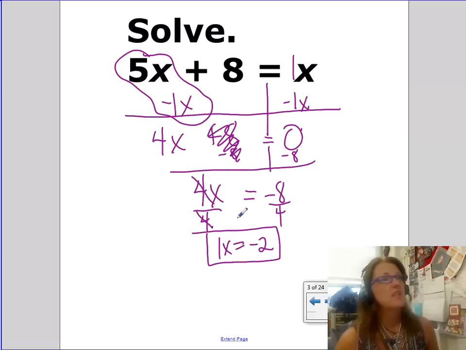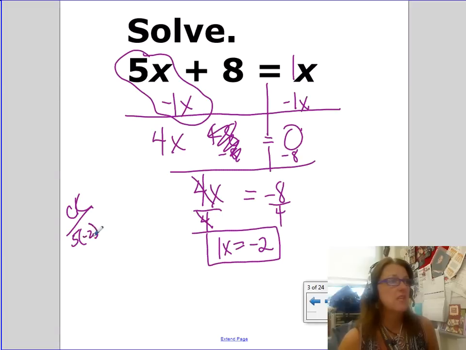Sweet! Check it just to make sure. What's 5 times negative 2? And then add 8. That's negative 10 plus 8. I get negative 2. On the other side of the equation, it's negative 2. Hello! It works. It works.